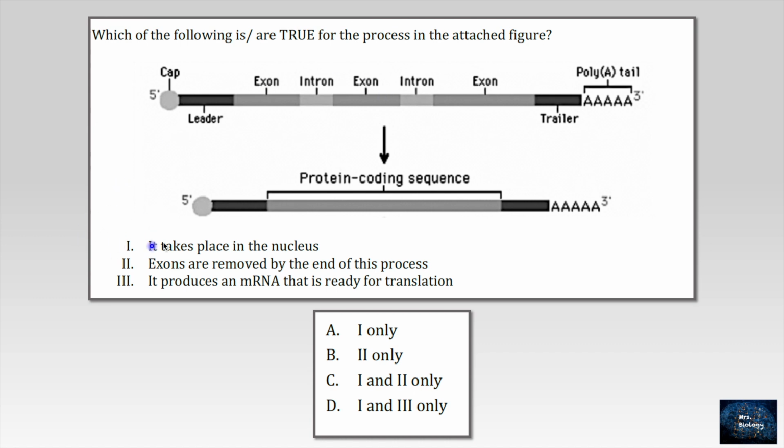So if we start reading the choices, we'll find the first one, it takes place in the nucleus. That's right. Exons are removed by the end of this process? Surely not, because we need exons. They will represent the structural genes. 3, it produces a messenger RNA that is ready for translation? Yes, that's right. So if you want to choose the right choice, it will be the choice D.